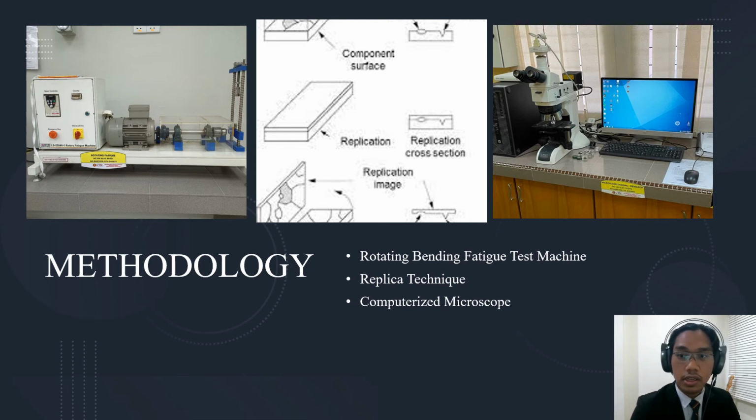I can use this to my advantage because UTM, or University of Technology Malaysia, has a computerized microscope that I can take advantage of to examine and measure the surface, and I can tabulate that inside a table or a data sheet, and afterwards we can discuss the findings and see whether or not the objectives are met.